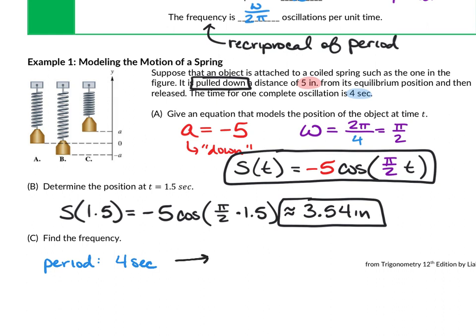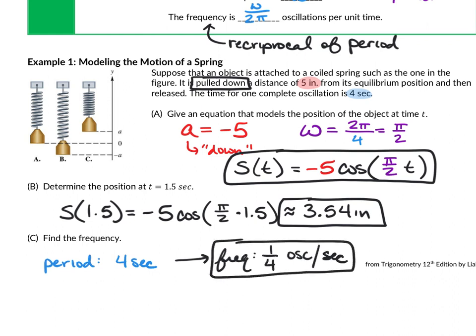So what does that mean our frequency is? What's the reciprocal of 4? 1/4. That's it. Our frequency is 1/4 oscillations per second. So if we were looking at our stopwatch, in 1 second, we've only completed 1/4 of a full shape.